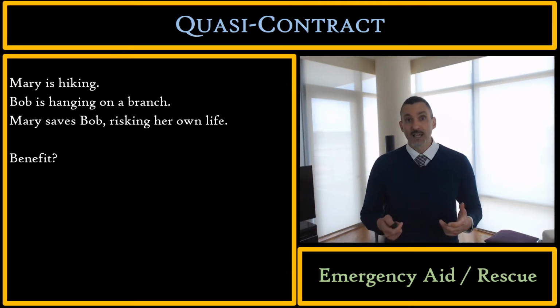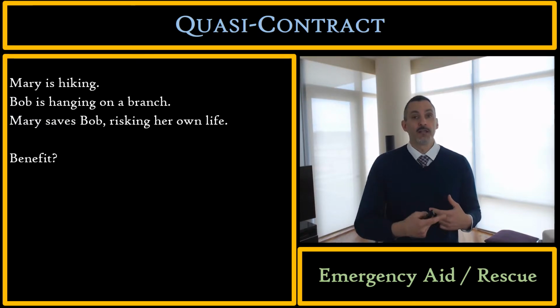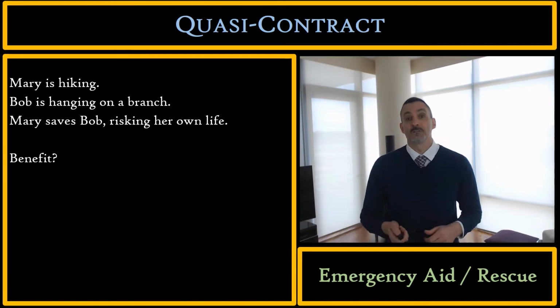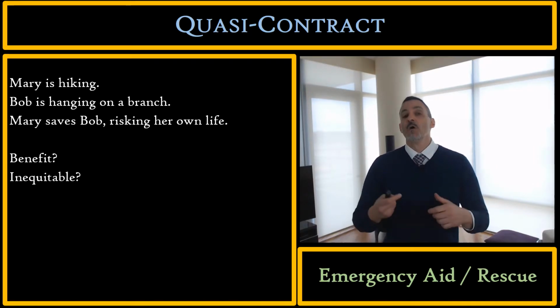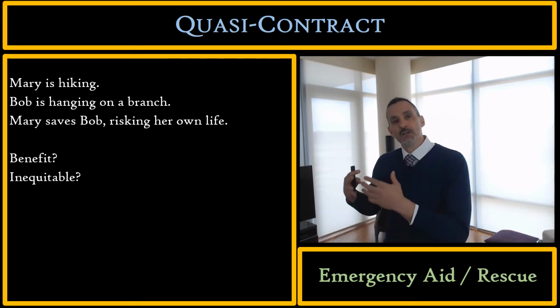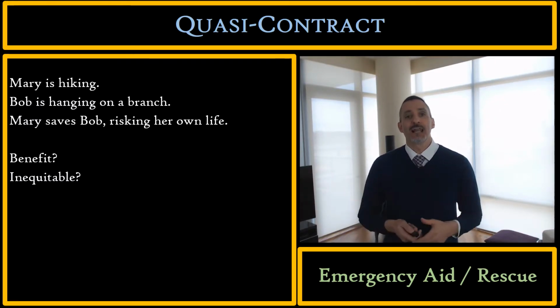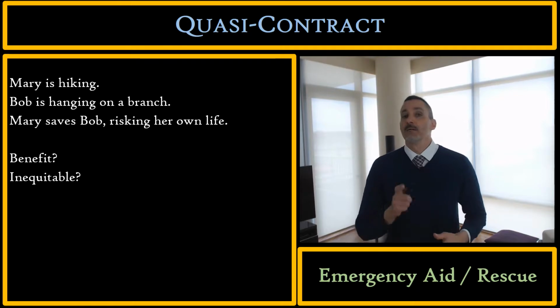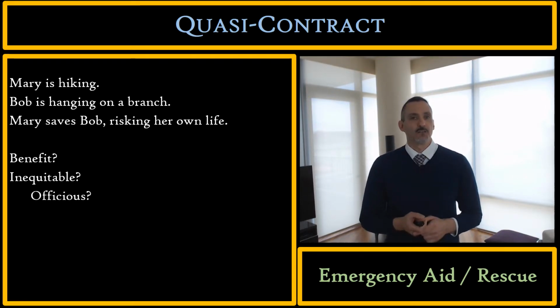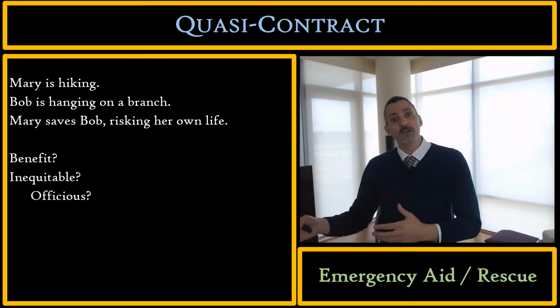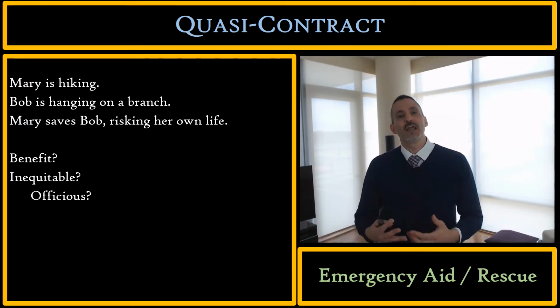Now, remember, quasi-contract requires that one party confers a benefit on the other party. And in this case, clearly, Mary conferred a benefit on Bob. Mary saved Bob's life, right? Then our second question is, would it be inequitable to allow Bob to keep this benefit without paying Mary for it, right? And once again, this term inequitable, it's about fairness, it's very vague, but we know to look at a couple things. So first, let's look at whether Mary conferred this benefit on Bob officiously. If Mary conferred the benefit on Bob officiously, then it is equitable, it is fair to allow Bob to keep the benefit without paying Mary.